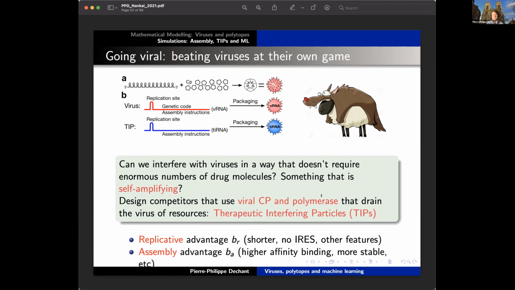So these artificial sequences would have a replicative advantage over the wild type virus. They could be engineered to have an assembly advantage as well. So mathematically, it's quite clear that this therapeutic interfering particle would outcompete the actual virus, and that might be a good strategy to get rid of viral infections.